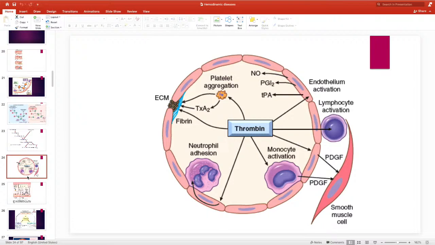We have prostacyclin, for example, prostaglandin I2, which is responsible to block aggregation of individual what? Thrombocytes. This is very important, yes? Thrombomodulin and all this. So this is very important protection for us not to develop thrombosis when our body doesn't need this. Yes, this is very important.